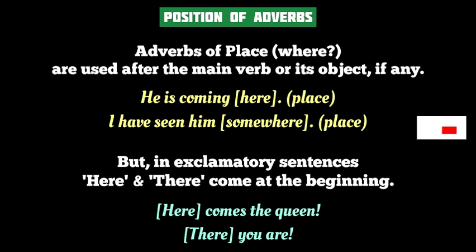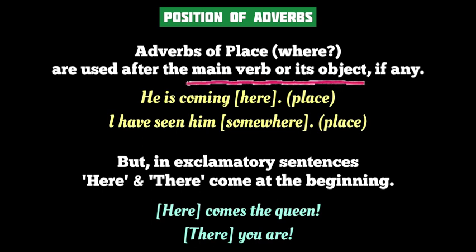Adverbs of place denote the place of action. I mean the place where the action takes place. Just like adverbs of manner and time, adverbs of place also come after the principal verb or its object, if any, in the sentence. For example, he is coming here. In this sentence, the adverb of place here is placed after the principal verb coming. But in the next sentence, I have seen him somewhere, the adverb of place somewhere comes after the object him.